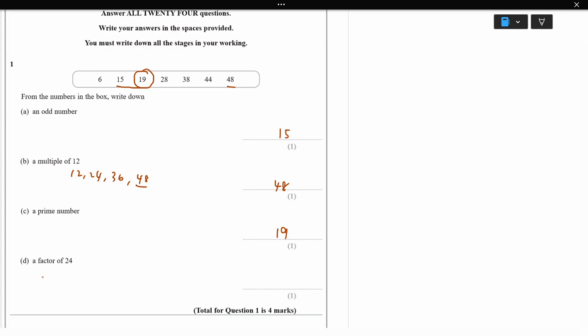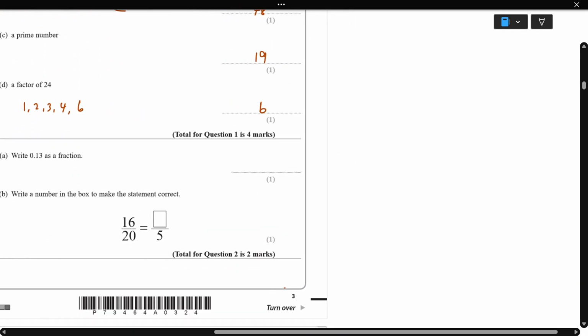Next, a factor of 24. 24's factors: 1, 2, 3, 4, 6. So here we have 6. I'm writing 6 here.